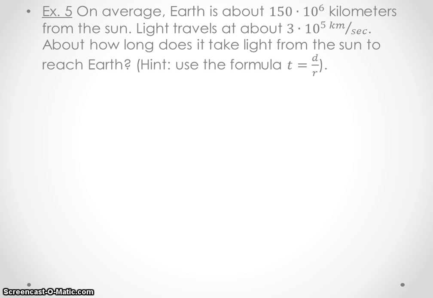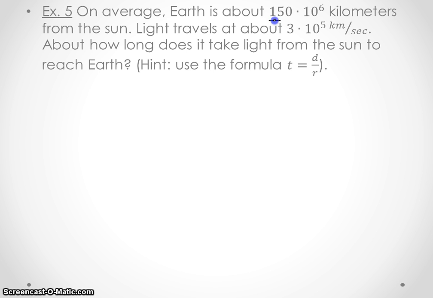All right, let's take a look at our next example, number 5 here. It says on average, Earth is about 150 times 10 to the 6th power kilometers from the sun. Light travels at about 3 times 10 to the 5th kilometers per second. About how long does it take light from the sun to reach Earth? So they give us a hint here. It says use the formula T equals D over R.